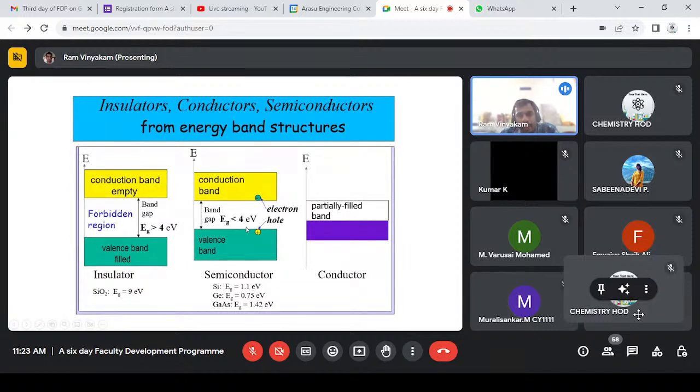So a band gap of up to 4 eV, we can record as a semiconductor, whereas greater than 4.5 or 5 eV, we call that an insulator. And a perfect example is silica, whose band gap is greater than 9 eV.